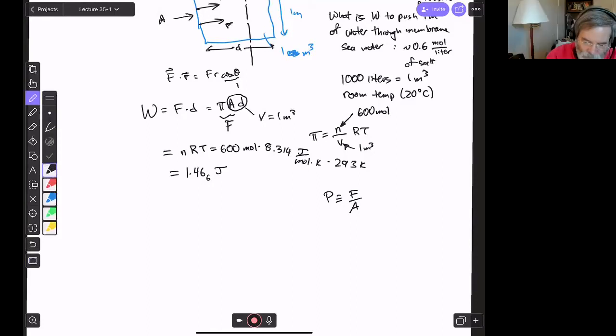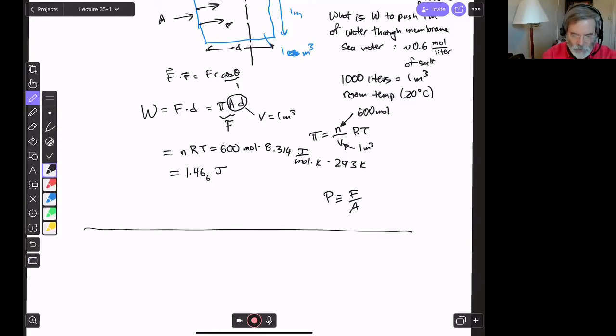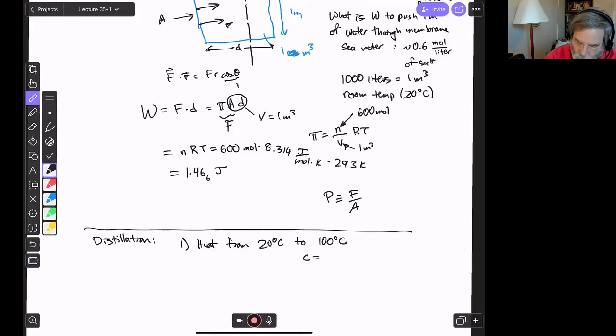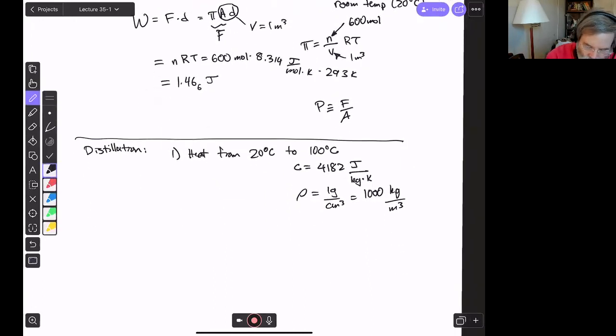Okay. So now we're going to compare that 1.46 megajoules per cubic meter of water to the process of distillation. When you're distilling the water, you have to do two things. Step one, you've got to heat it from room temperature, 20 degrees Celsius, to 100 degrees Celsius. For that part, I will remind you that the specific heat of water is 4182 joules per kilogram Kelvin, and that the density of water is 1 gram per centimeter cubed, which is equal to 1,000 kilograms per meter cubed. But then you've got to vaporize it.